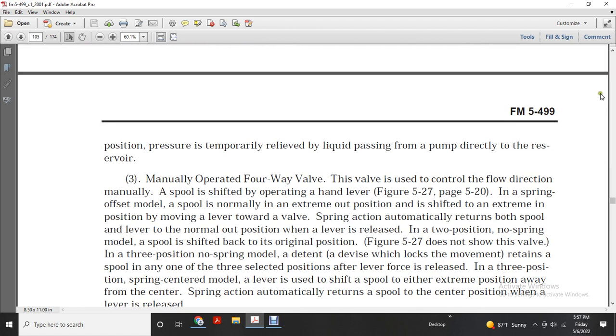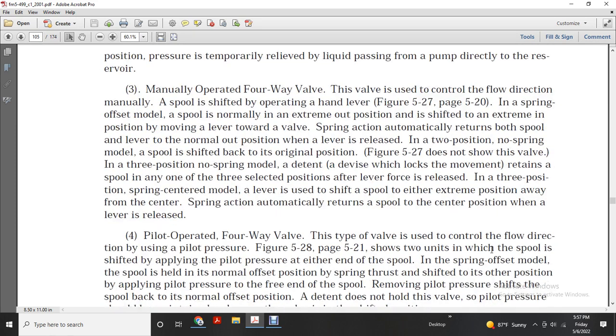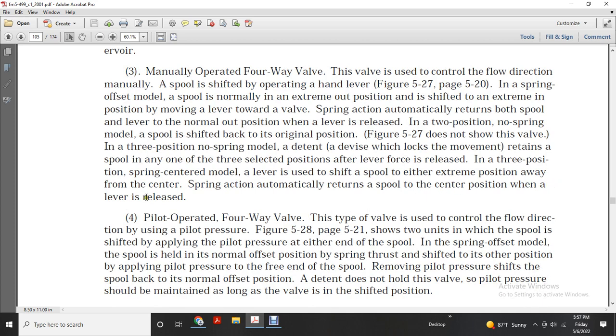The manually operated four-way valve with the valve that you with the control of the flow direction manual with the spool shift to the operating with a hand lever, with the figure 527 with the page 520 with the spring offset model. The spool normally extreme of the valve with the position shift with the extreme of the position with the moving of the lever torque; with the valve with the spring actuating automatically returns the spool with the lever to the normal operating position. Lever release of the two position no spring model, spool shift back with the original position. Figure 527 design shows the valve with three position non-spring model, detent device lock with the opens retained with a spool with one of three selected positions after the lever release. The three position spring center model with the leverage of the shift, the spool with the extreme position away from the center, spring action automatically returns the spool to the center position with the lever's release.